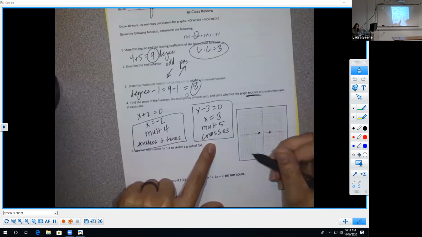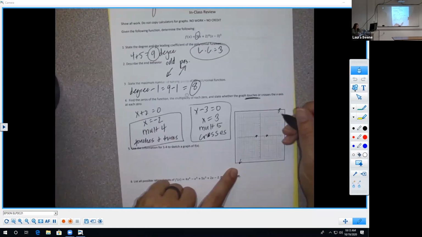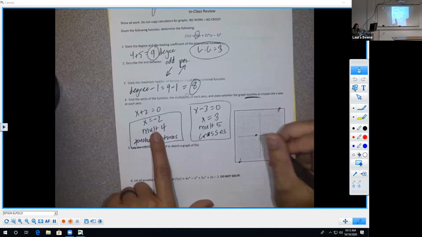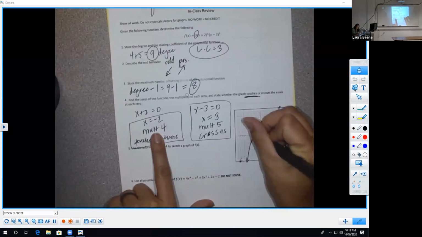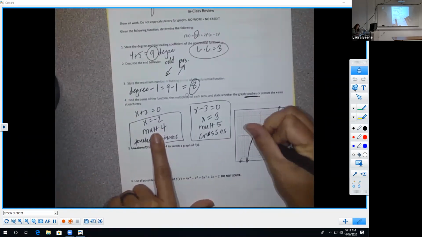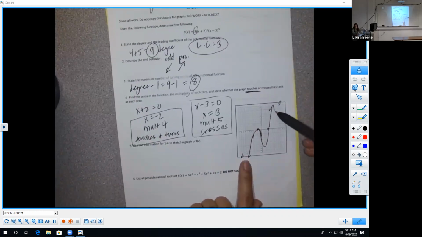My end behavior: it's going down on this side and up on this side, down to the left, up to the right. And it tells me it touches and turns at -2. So it's going to bounce here and come down. And then it's going to turn and come back up here somewhere. Okay. So the end behavior needs to go that way.